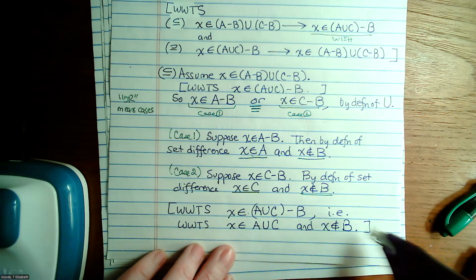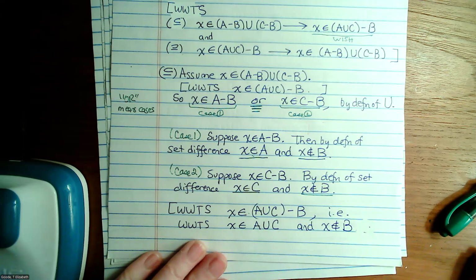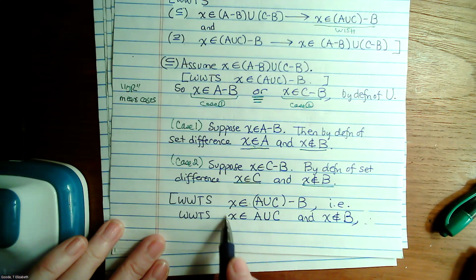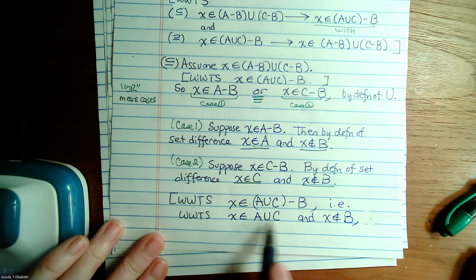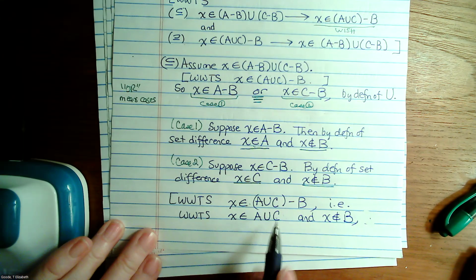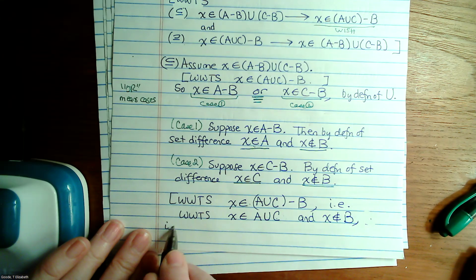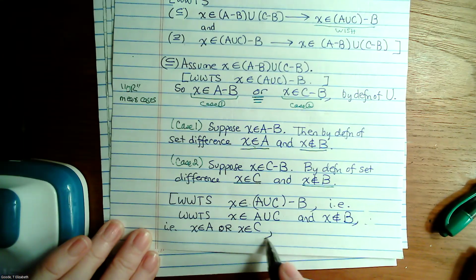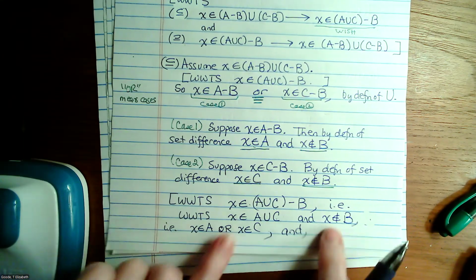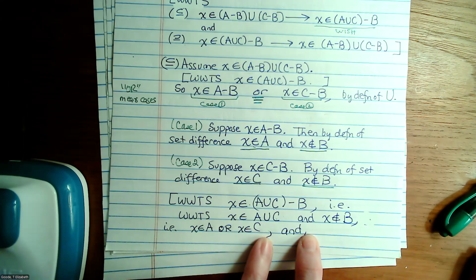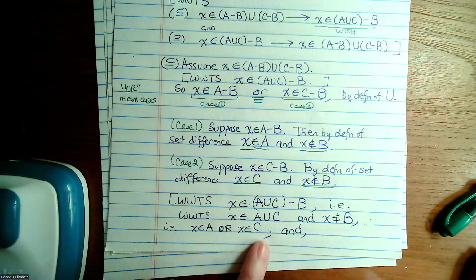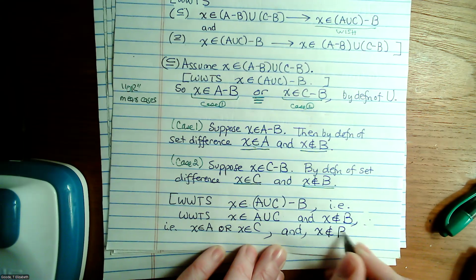Then, if you want, we could expound a little further and break this down. What does X is an element of A union C mean? That X is an element in A, or X is an element in C, and then a comma, because these have to be separated. These are grouped together, so we use commas. Remember when we have ors and ands in the same statement, we separate them with commas, and X is not in B.